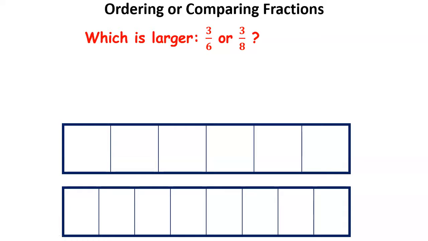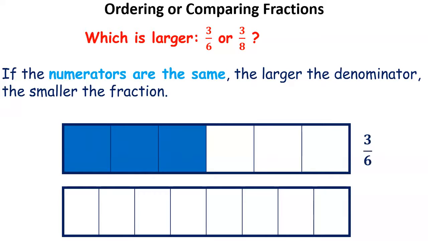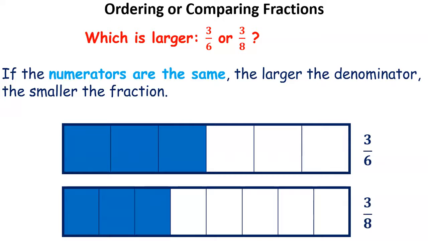I've got 3/6 and I've got 3/8. So 3 parts of 6, 3 parts of 8. I'm using the same rule here again. This is what 3 parts out of 6 looks like, which is equivalent to a half, because half of that larger rectangle is shaded. And this is what 3 parts out of 8 looks like. So again, which one is the larger one? 3 parts out of 6 is the larger fraction. Therefore, we can say that 3/6 is greater than 3/8.